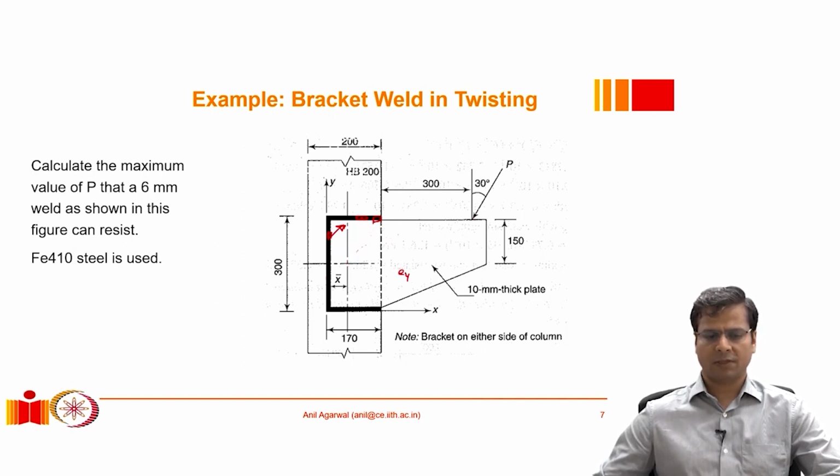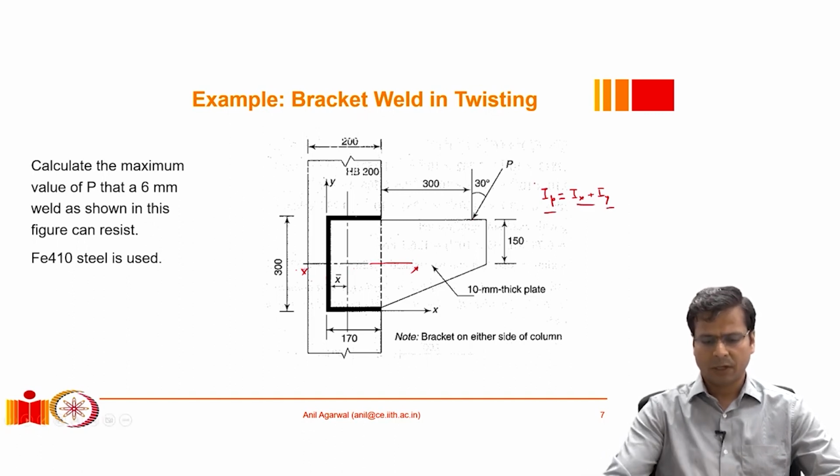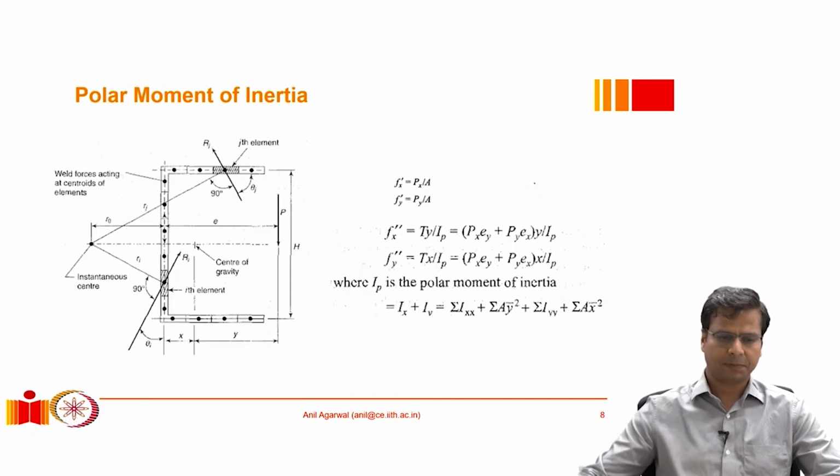Now, this is obviously a twisting situation, so we know that the inertia against twisting is basically known as polar moment of inertia, IP, which is equal to Ix plus Iy, wherein Ix and Iy would be, if we calculate the moment of inertia about this horizontal axis, we can call it Ix, and if you calculate the moment of inertia about the vertical axis, so we need to calculate the neutral axes in x direction and y direction. And when we calculate the moment of inertia about these two axes, we add them together and we get IP, polar moment of inertia. So that is one quantity that we will have to utilize.